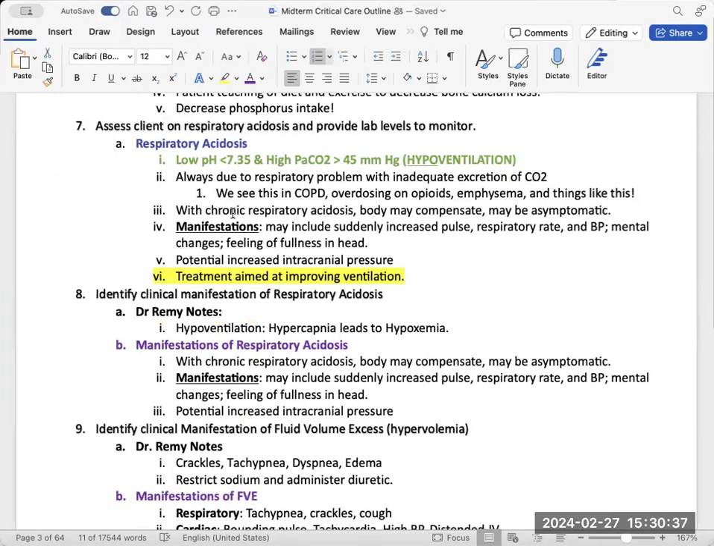Okay, so the next question is to assess a client with respiratory acidosis and provide lab values to monitor. So we already said respiratory, we're talking about an inverse relationship between pH and PaCO2. So the pH is going to be less than 7.35 and it's going to be greater than 45 for the PaCO2. They are hypoventilating, okay? So we typically see this in patients who have chronic respiratory conditions like COPD, emphysema, or even if they overdose on opioids, okay? But this is the lab value. So you're looking for a low pH and a high CO2.